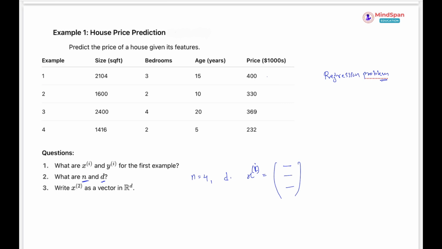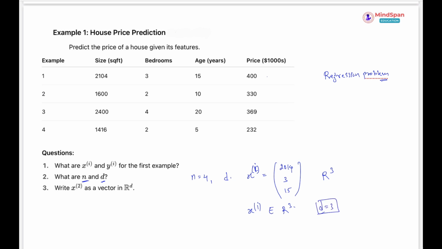So for the first example, the size is 2014, the number of bedrooms is 3, and the age of that first house is 15. How many components does it have? 3 components. So it belongs to a 3-dimensional space, and any xi belongs to R to the power 3. So D is 3.